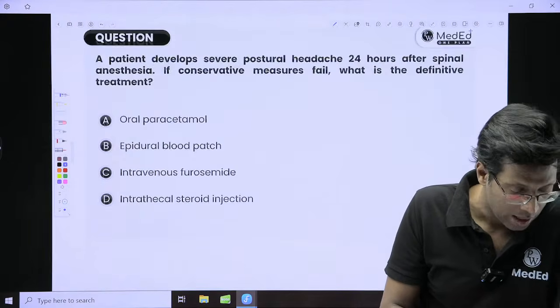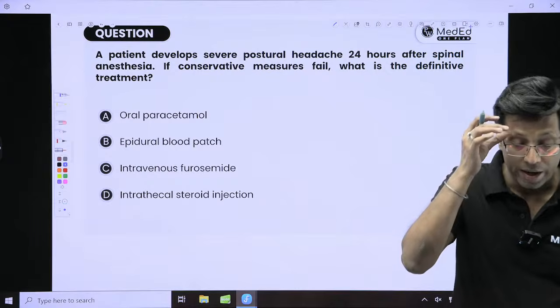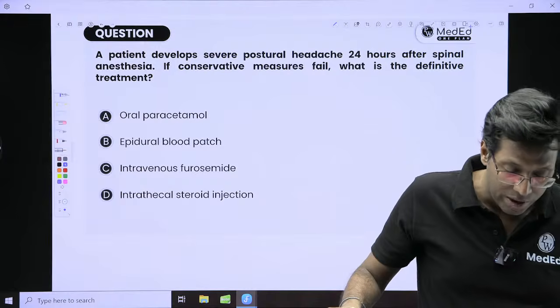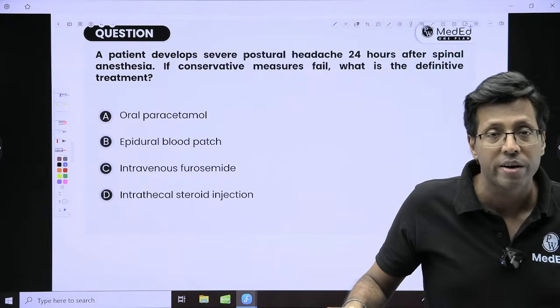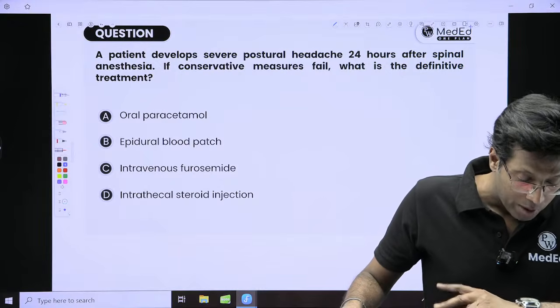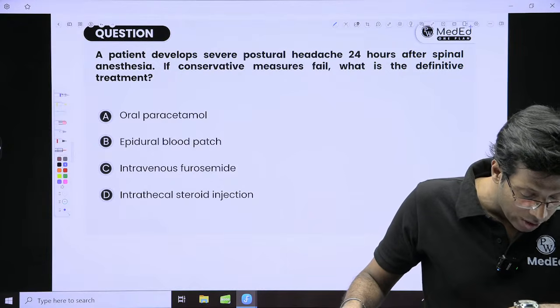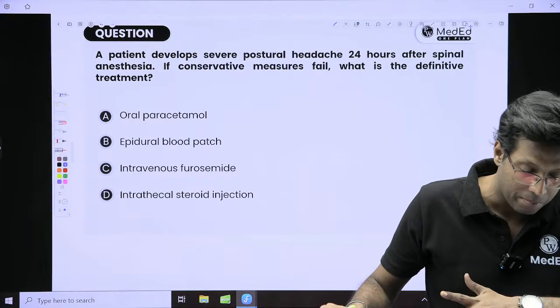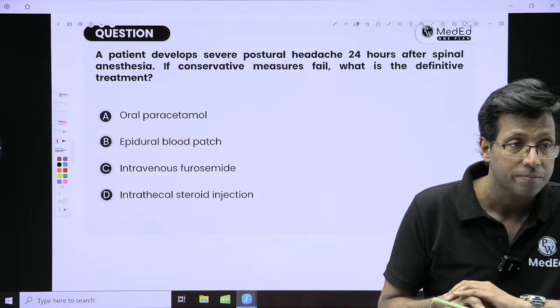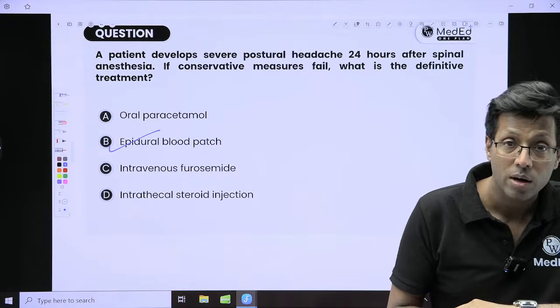Okay. Then a patient develops postural headache 24 hours after the spinal. If conservative measures fail, what is the definite treatment? Oral paracetamol, epidural blood patch, intravenous furosemide, or intrathecal steroid injection. Simple. What is the most definite? All of you already know. The most definite answer is basically epidural blood patch.